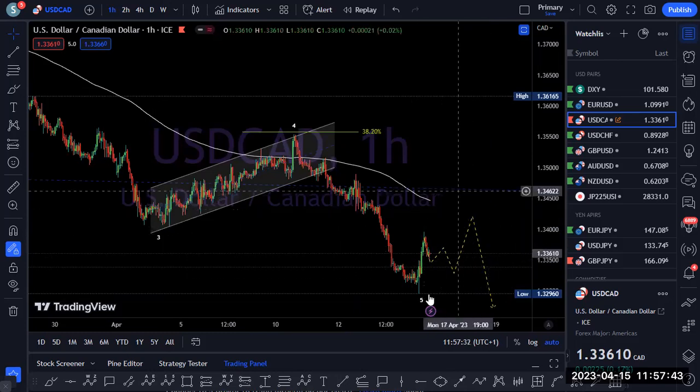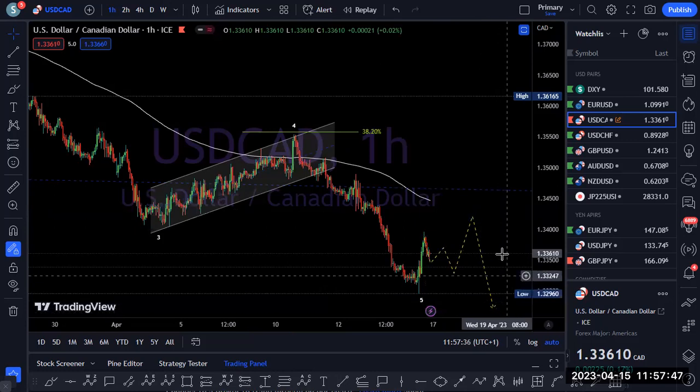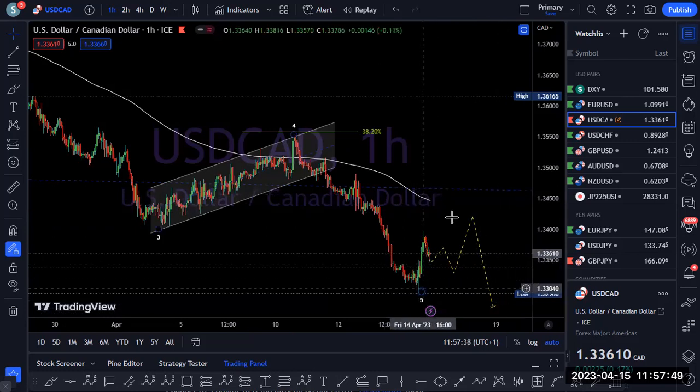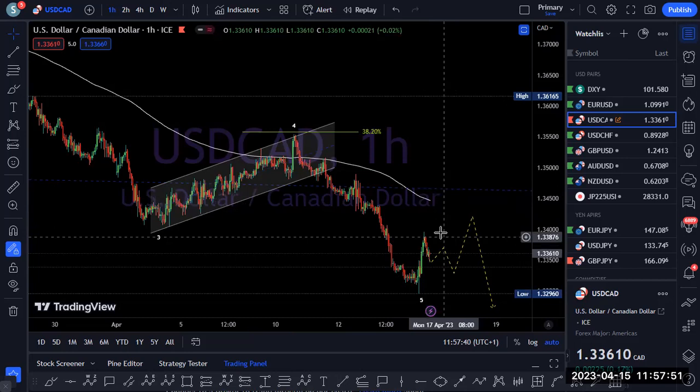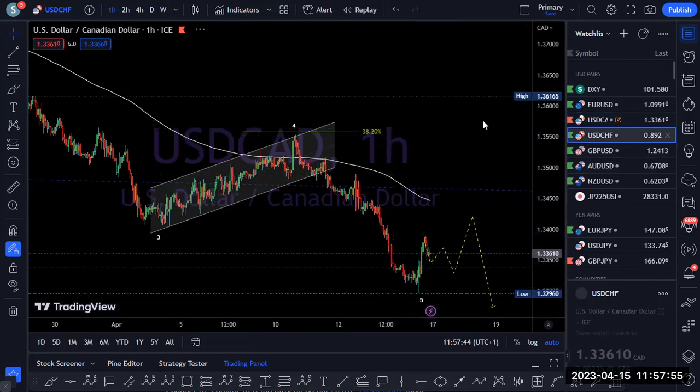So I'm expecting it to give us ABC and drop again. Then if it won't drop, I will see why it won't drop. So for now, I cannot say whether it will drop further or not. So let's go to USD-CHF.